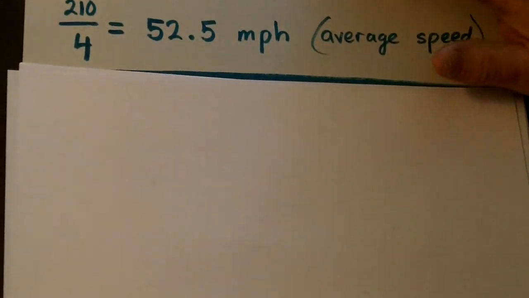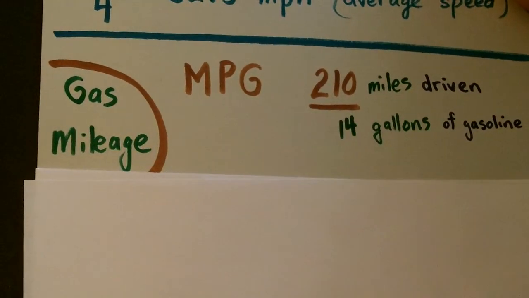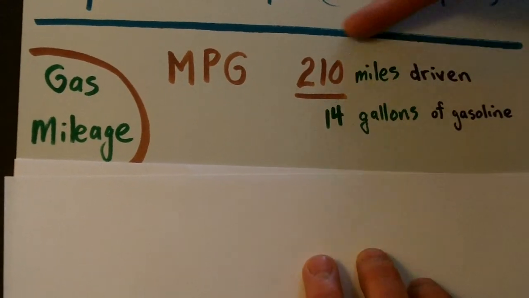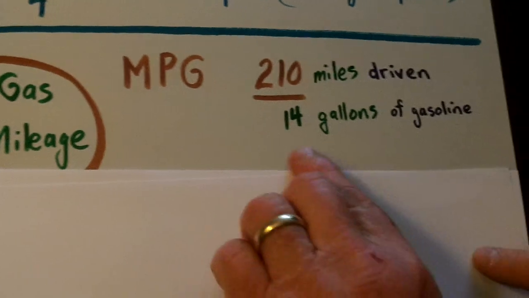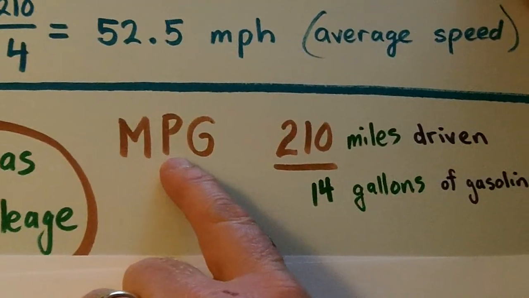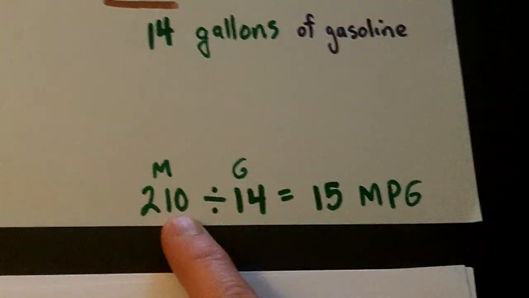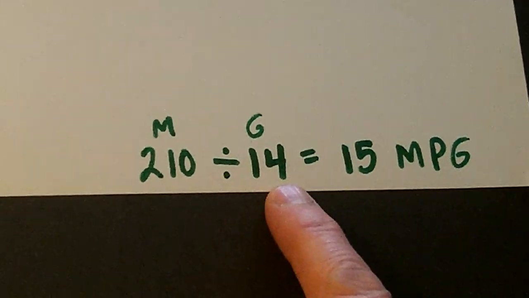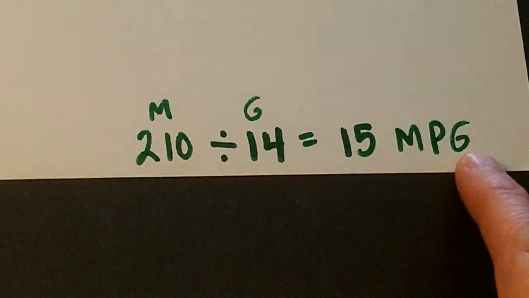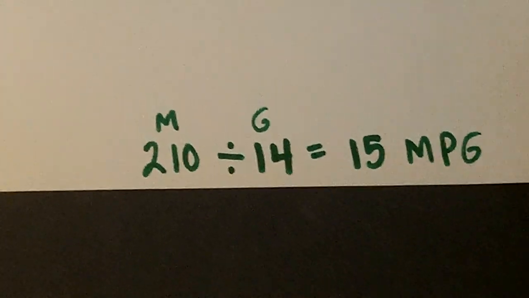Now, another good rate problem that goes along with that would be gas mileage. What were our miles per gallon if we drove 210 miles and our car used 14 gallons of gasoline? Well, miles per gallon is 210 divided by 14. If we take 210 divided by 14, that's going to be equal to a miles per gallon rate of 15. Okay, 15 miles for each gallon used.